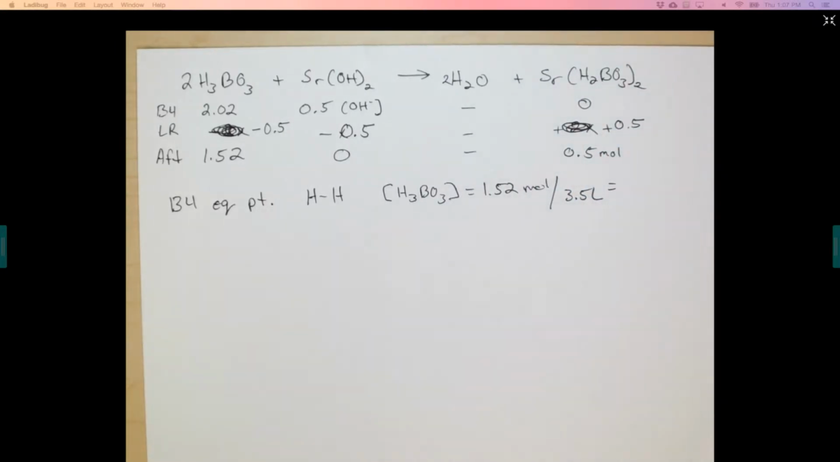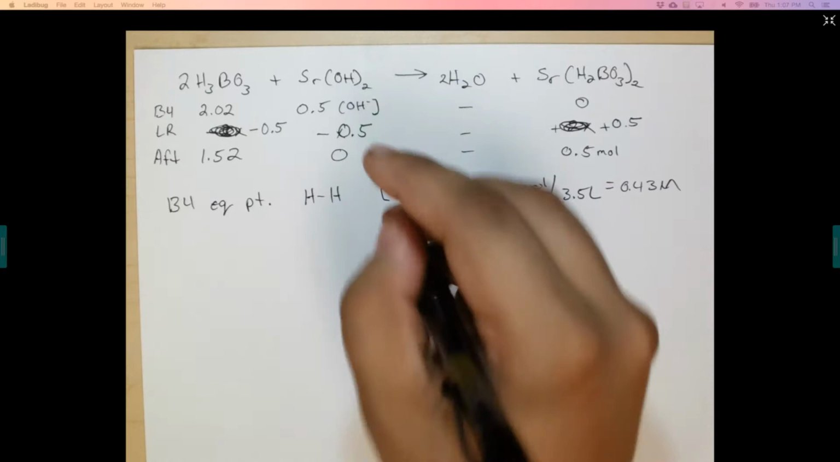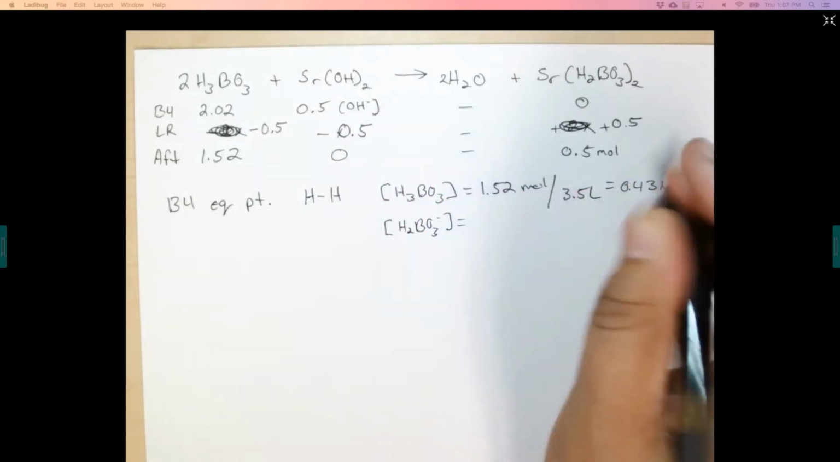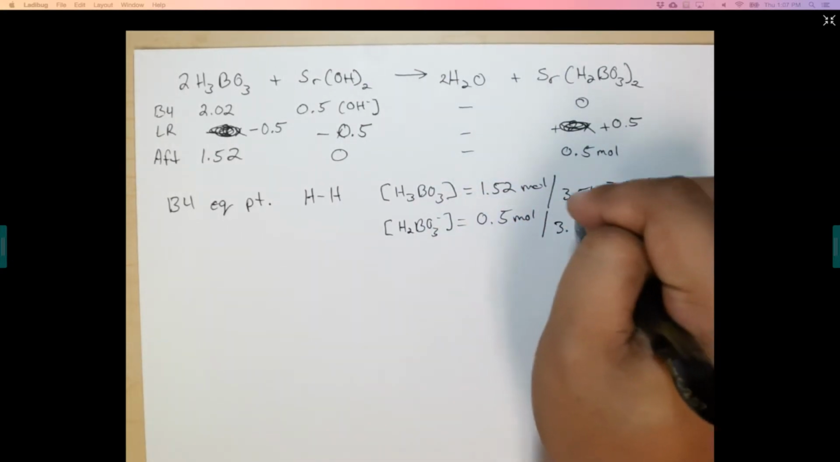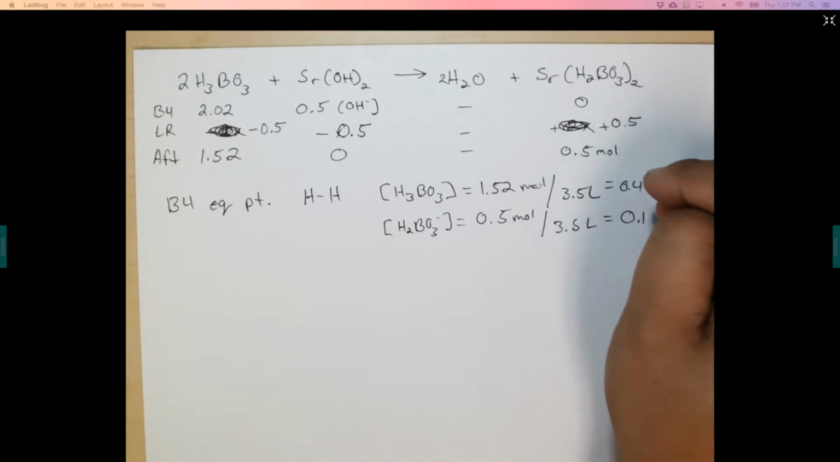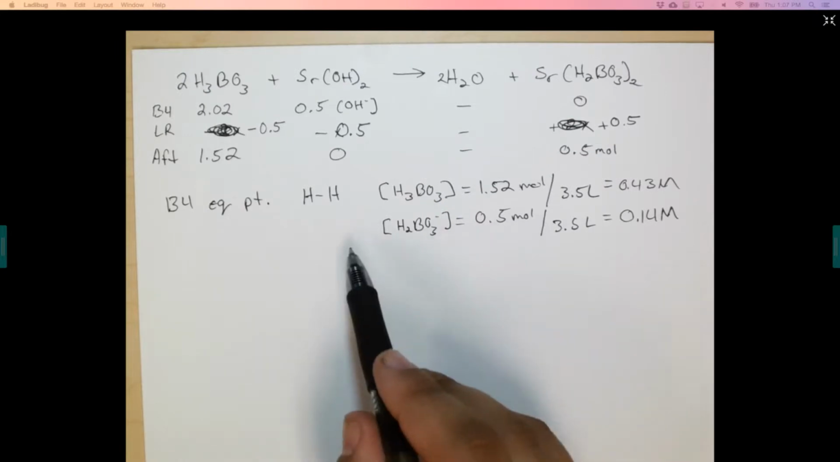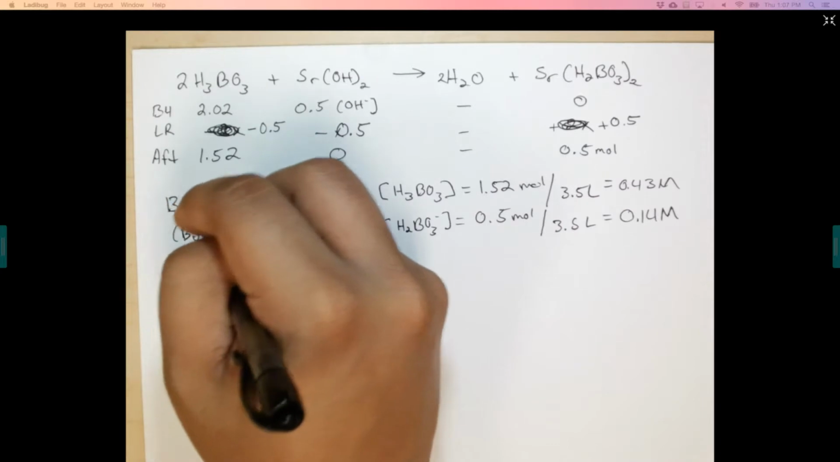And that's equal to 0.43 molar. And then the concentration of H2BO3, which is the conjugate base, which is 0.5 moles all over 3.5 liters. And this is 0.14 molar. Now that we have these two concentrations, we are dealing with a before equivalence point, which means that we are in the buffering region.